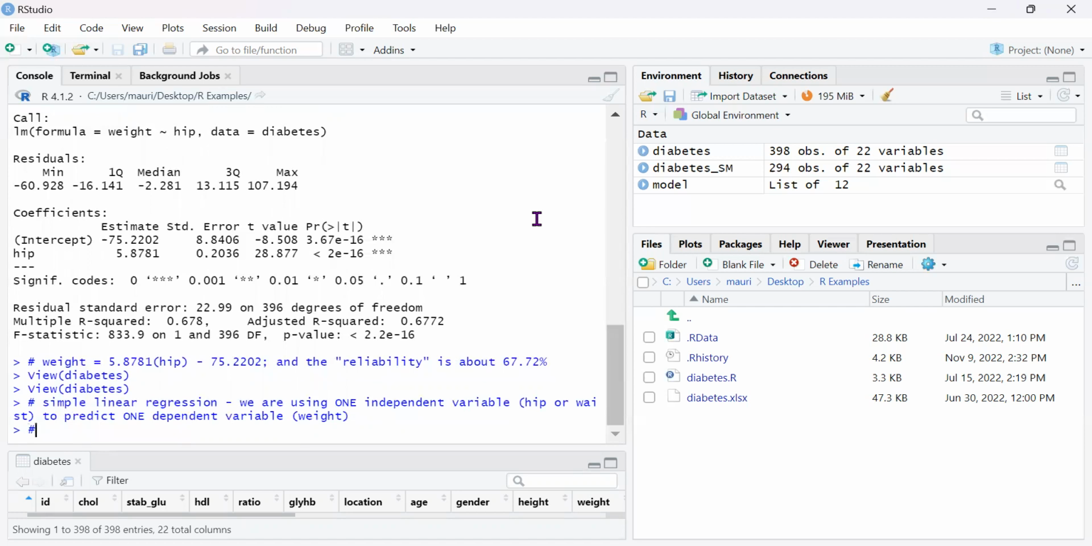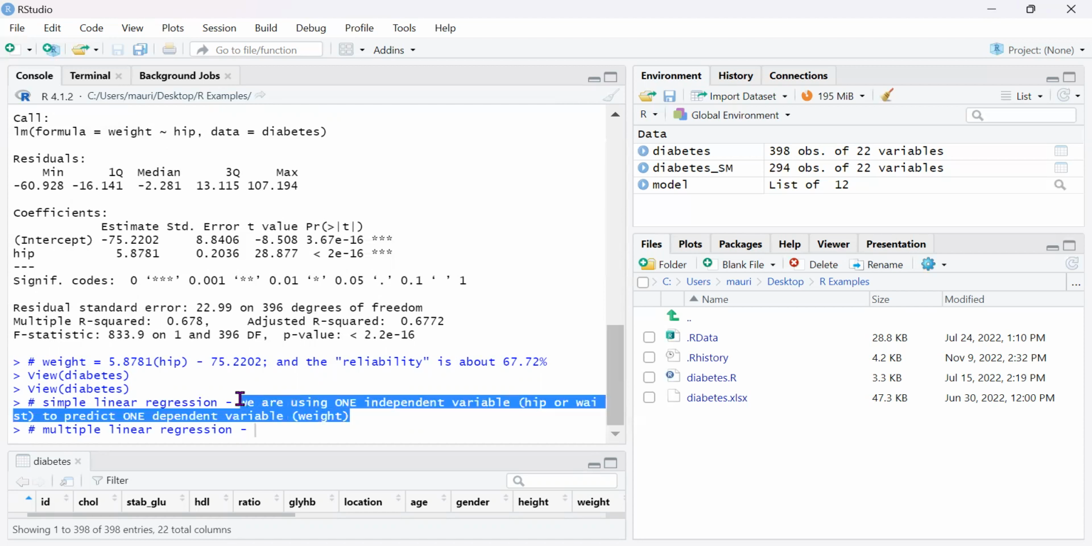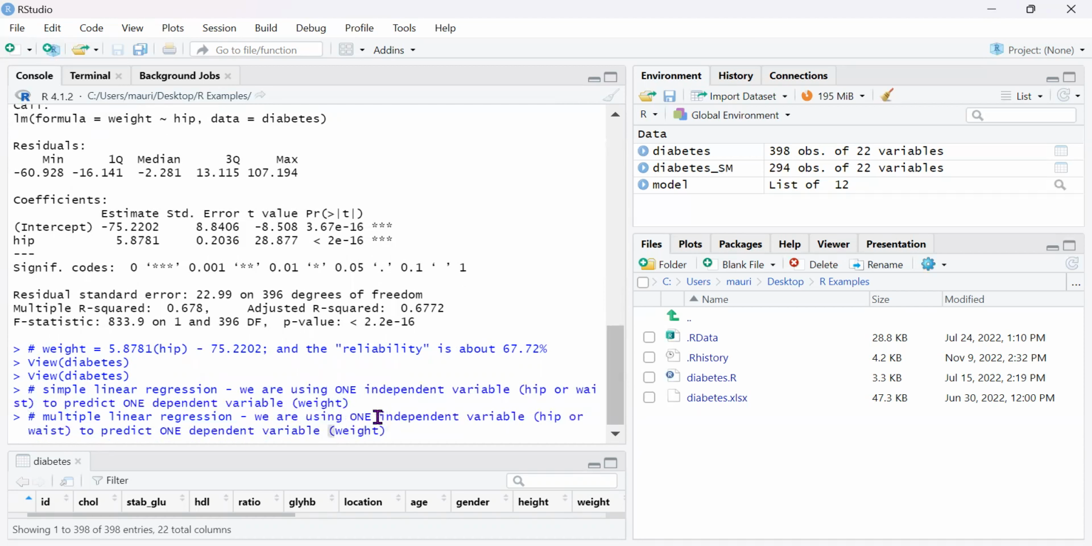So the next step is, can we combine these two into what we call multiple linear regression? So what does multiple linear regression do? Instead of using one independent variable, what we are really trying to do is to use more than one independent variable to predict one dependent variable.